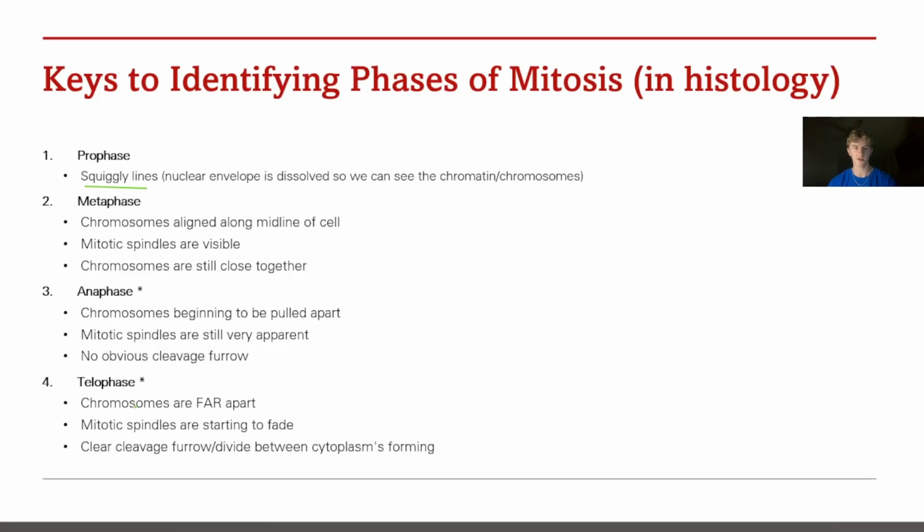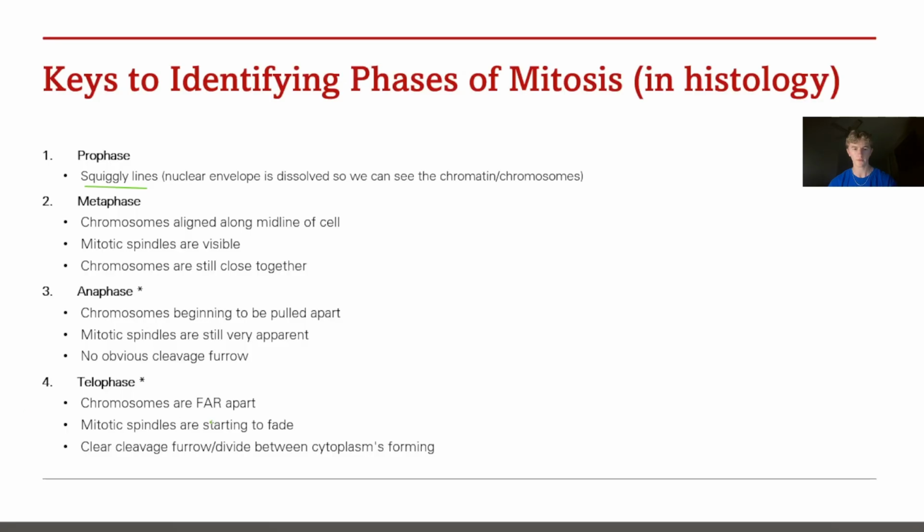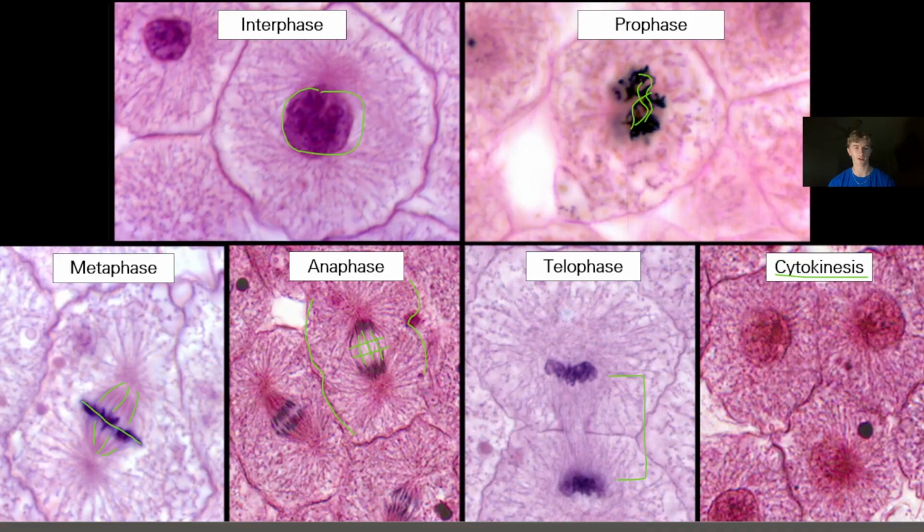And finally, for telophase, we want to see the chromosomes that are far apart. Comparing telophase here to metaphase and anaphase, we can see there's a good distance between these chromosomes as opposed to the previous two. Next, like I mentioned before, we want to see that the mitotic spindles are starting to fade. We can see here the chromosomes are far apart, and that we don't really see any defined lines of our mitotic spindles anymore, as opposed to anaphase and metaphase, where we see these really defined pulling lines.